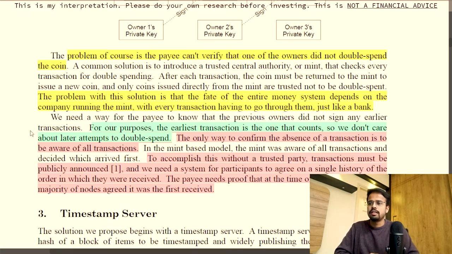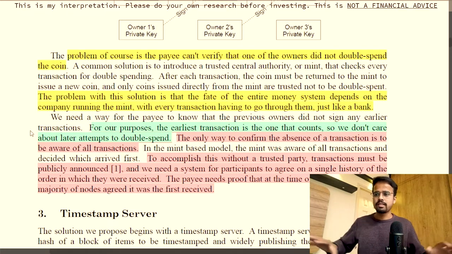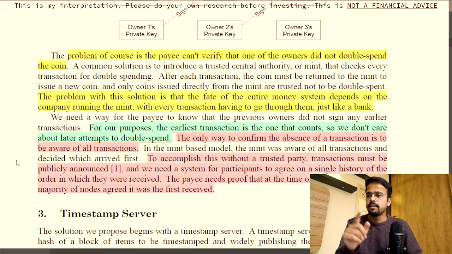The only way to confirm the absence of a transaction is to be aware of all transactions. In the mint based model, the mint was aware of all transactions and decided which arrived first. To accomplish this without a trusted party, transactions must be publicly announced, and we need a system for participants to agree on a single history of the order in which they were received. Try to understand this. Let's break this entire sentence into multiple parts.